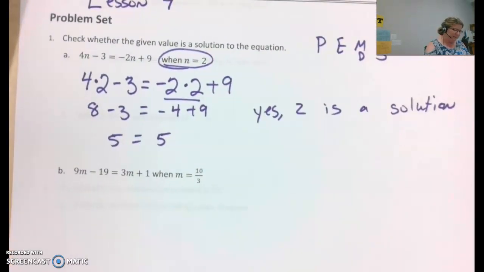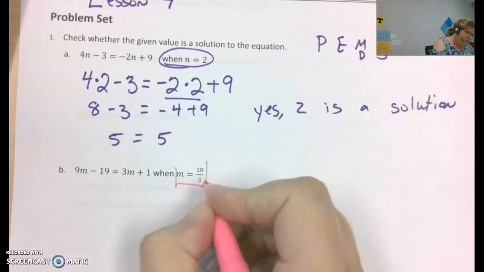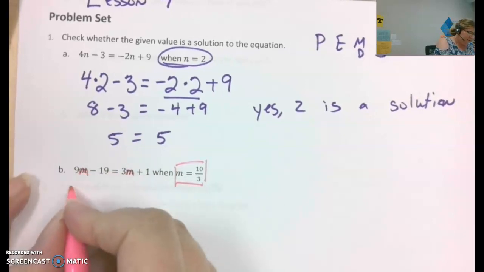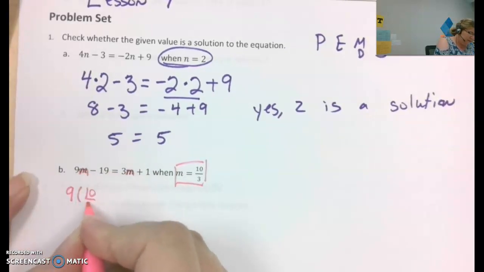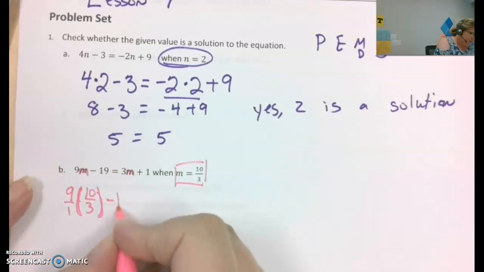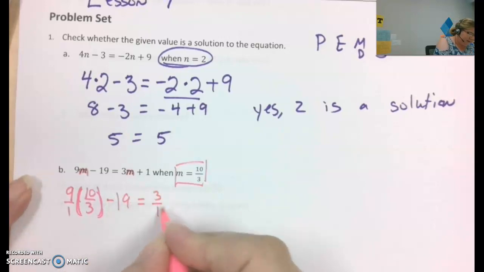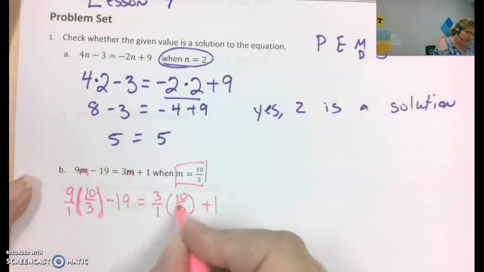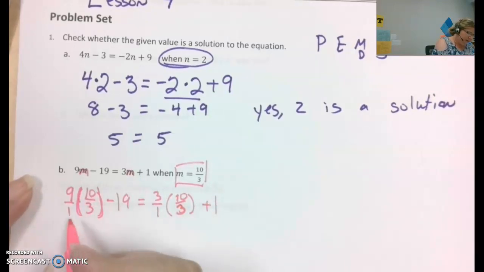Moving on to number 2. This time we do have a fraction that we will be substituting in place of each of these m's. So, 9 times 10 thirds. I can put 9 over 1 minus 19 equals 3 over 1. I just made that a fraction, times 10 thirds plus 1. Okay, 9 times 10 is 90 over 3. It's 30. Minus 19, minus 19. 30 minus 19 is 11.